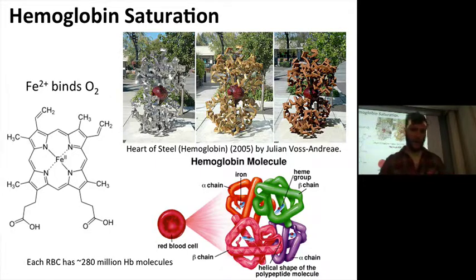Every red blood cell has, the number I have here is 280 million hemoglobin molecules. That's pretty staggering. That's pretty staggering if you think about how many red blood cells your body has at any given time. That's an enormous number of hemoglobins. Each hemoglobin itself has the ability to bind 4 oxygen. So quite a capacity. Are they usually saturated with oxygen?